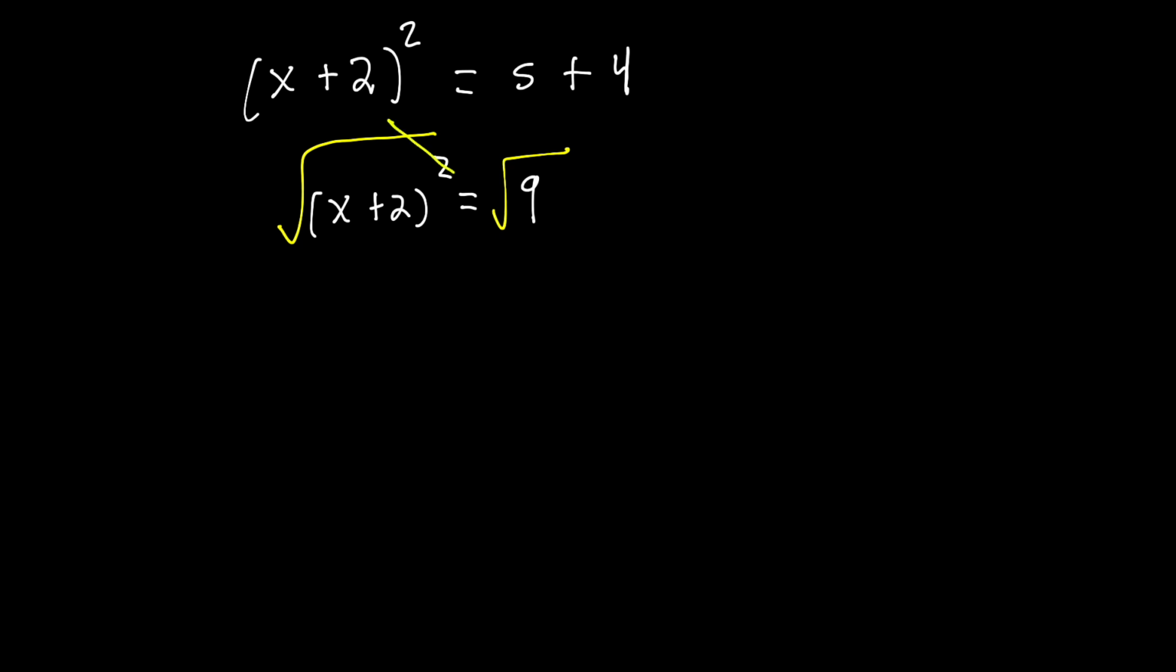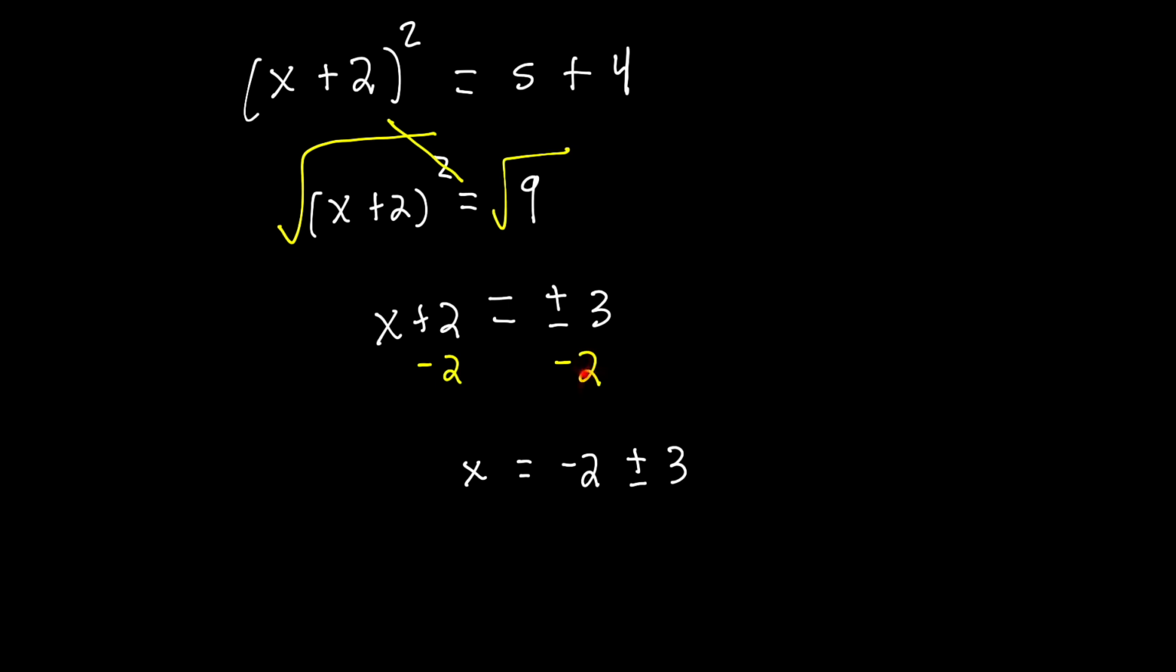On the left, the square and the square root cancel out, giving me x plus 2. And on the right hand side, the square root of 9 is going to be 3, but since I'm taking the square root, I get plus or minus 3. To completely isolate x, now I have to subtract by 2. And I get that x is going to equal negative 2 plus or minus 3.